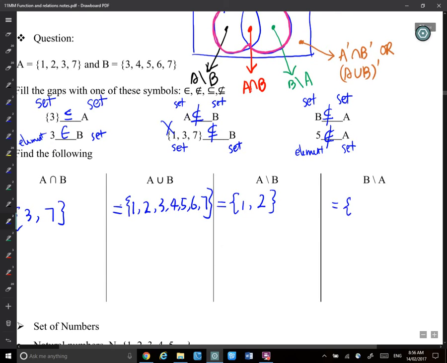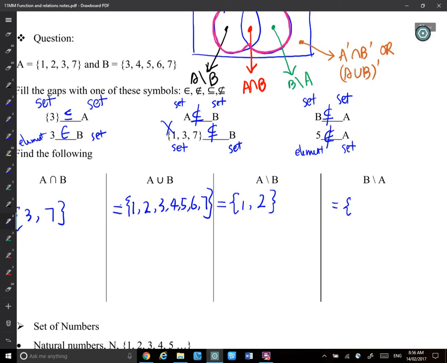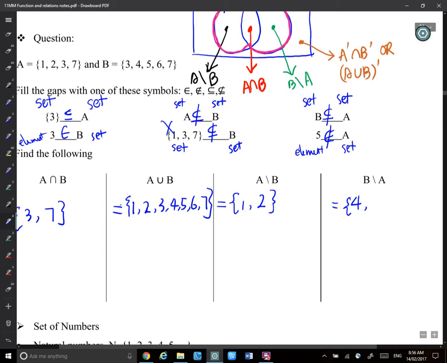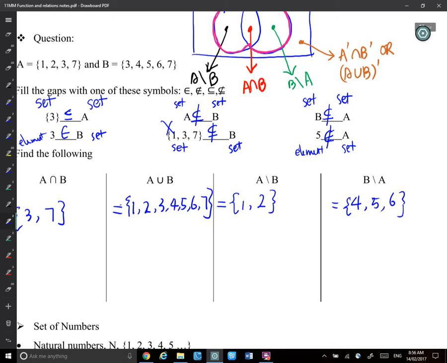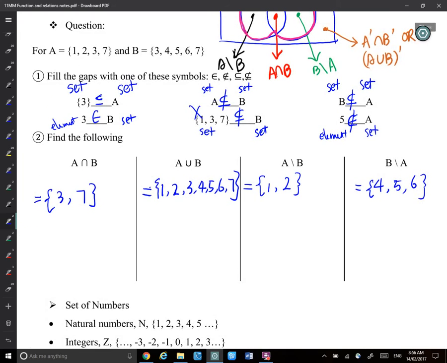For B set difference A, what does B set difference A mean? It means in B but not in A. 3 is in B but also in A, not good. 4 is in B but not in A, 4 is good. 5 is in B but not in A, 5 is good. 6 is in B but not in A, 6 is good. 7 is in B but also in A, 7 is not good. So I have {4, 5, 6} for B set difference A. So that should be the answer for intersection, union and set difference.